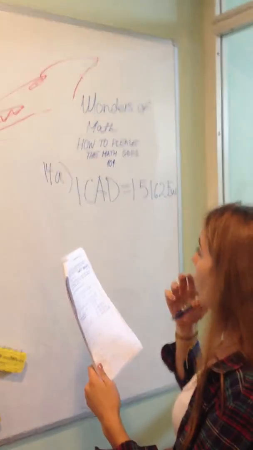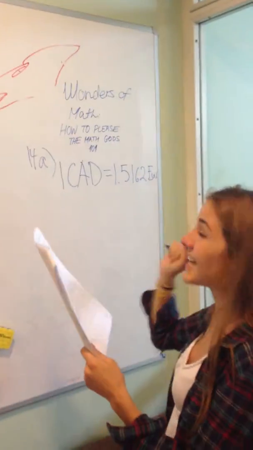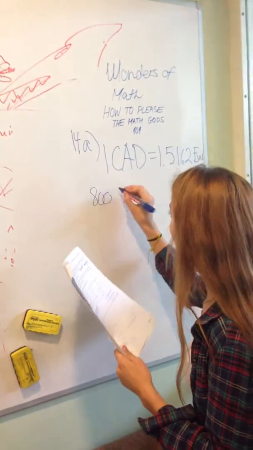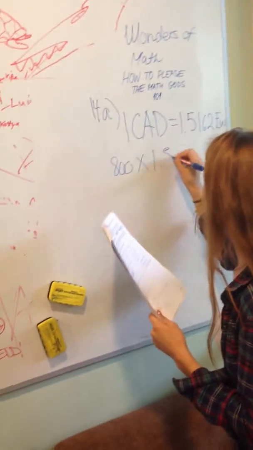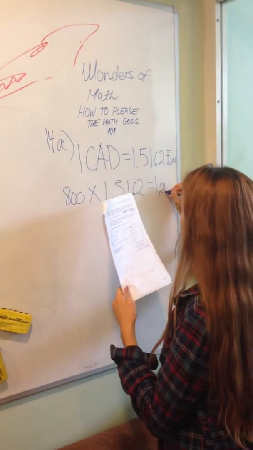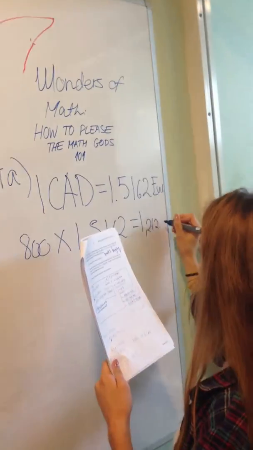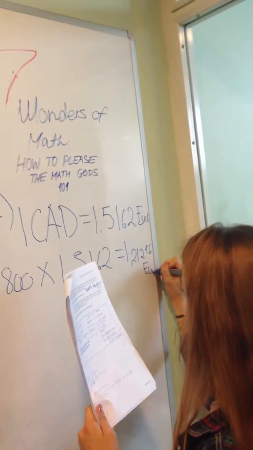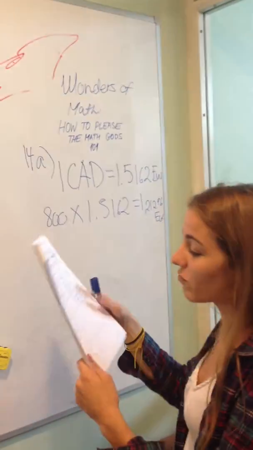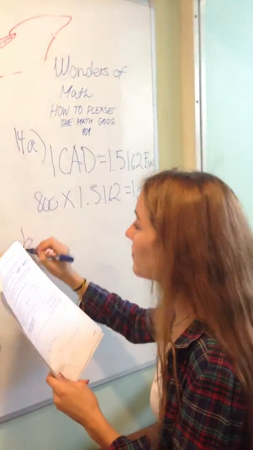Alright, so what we're going to have to do to get this is take the Canadian dollars that he already has, which would be 800, and we're going to have to times that by 1.5162, which will get us 1,212.96 euros. Can you see that? Sorry, my handwriting's not the best. Alright, so we've got A, now we've got to move on to B.